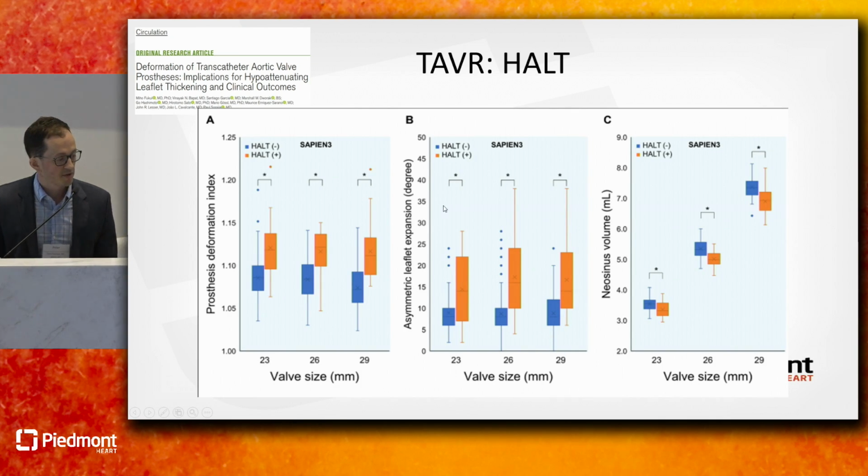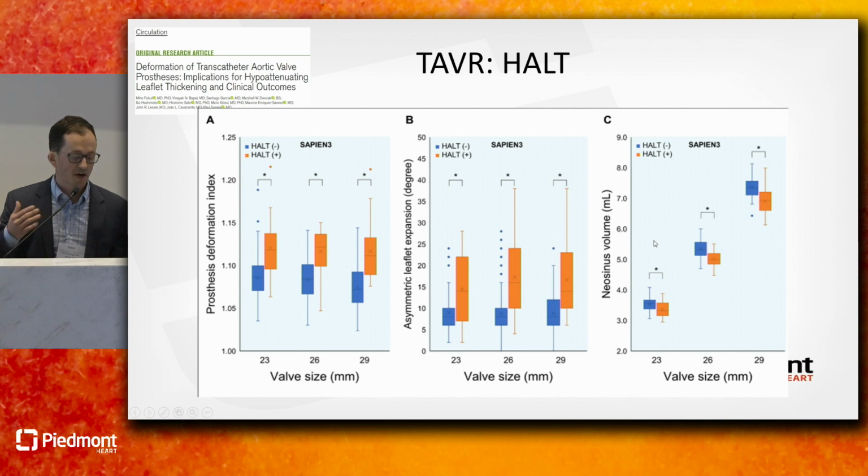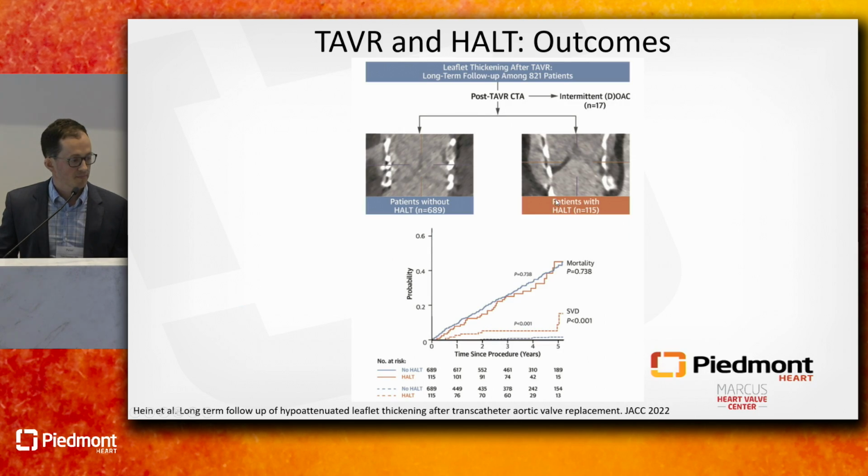And they basically found that those patients that had a higher deformation index, more of an hourglass feature, were at higher risk for HALT. Those patients that had asymmetric leaflet expansion also had increased risk for HALT. And those patients that had a smaller neosinus volume also had an increased risk for HALT, which kind of goes to the idea that if these valves aren't completely expanded, non-laminar flow, you have an increased risk of hypercoagulability.